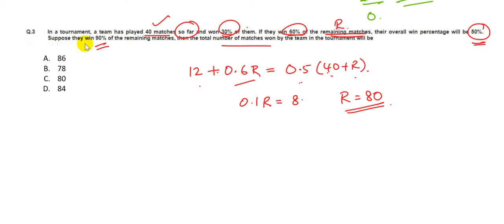Now if they win 90% of the remaining matches, that means they will win 72 out of that, and they have already won 12, so plus 12. So the total number of matches that they will win in that case is 84.